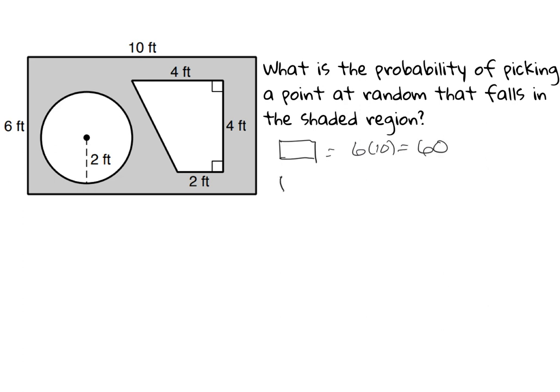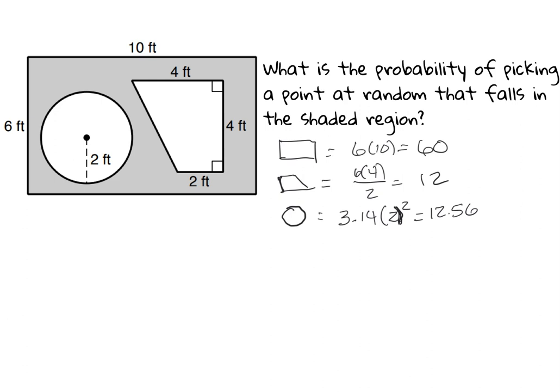In the trapezoid, to find the area of a trapezoid, we add the two bases, which are 2 and 4, which is 6, multiply by the height, which is 4, and then we divide it by 2. So that would be a total of 12. Then we're going to do the circle. Our radius is 2, and we're going to use 3.14 for pi. So 3.14 times 2 squared, because it's radius squared. And that gives me 12.56.